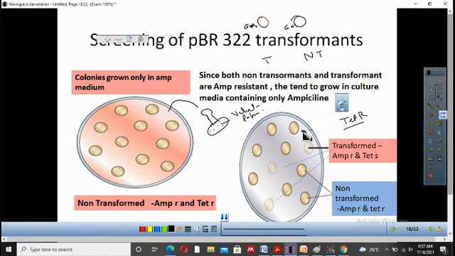So what will happen? The bacteria which are not transformed will have the AMP R and the tet R. So they will grow. Those bacteria which are growing are the non-transformants. The bacteria which are not growing will be AMP R and tet S, since the bacteria has lost the tetracycline resistance, therefore it is killed.